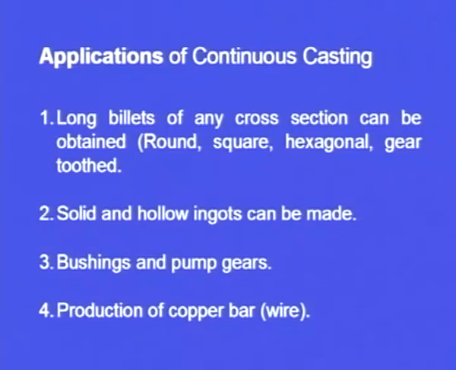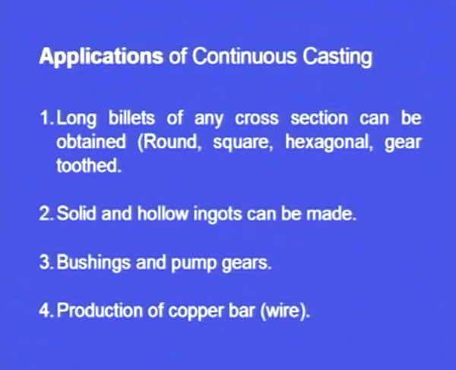Applications: long billets of any cross section can be obtained, whether it may be round or square or hexagonal or gear teethed. Any shape ingots can be obtained by continuous casting, and solid castings can be obtained and hollow castings also can be obtained. Bushings and pump gears can be made by continuous casting. Production of copper bar or wire can be manufactured by continuous casting.